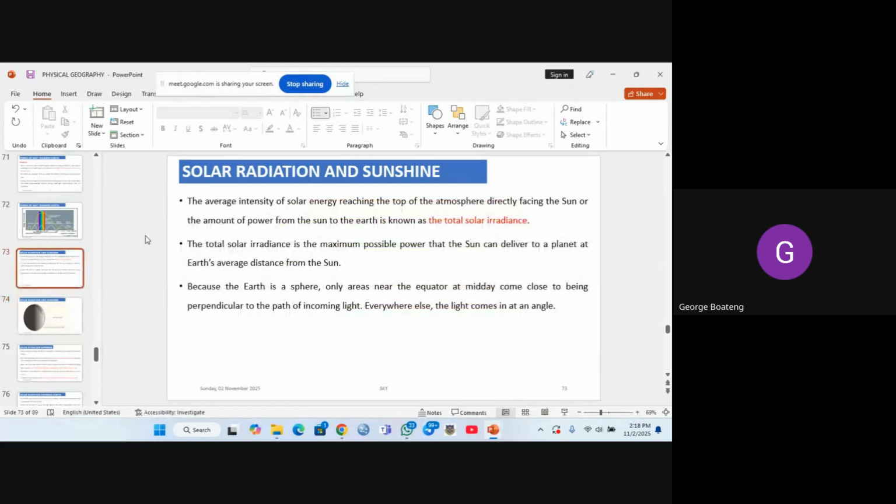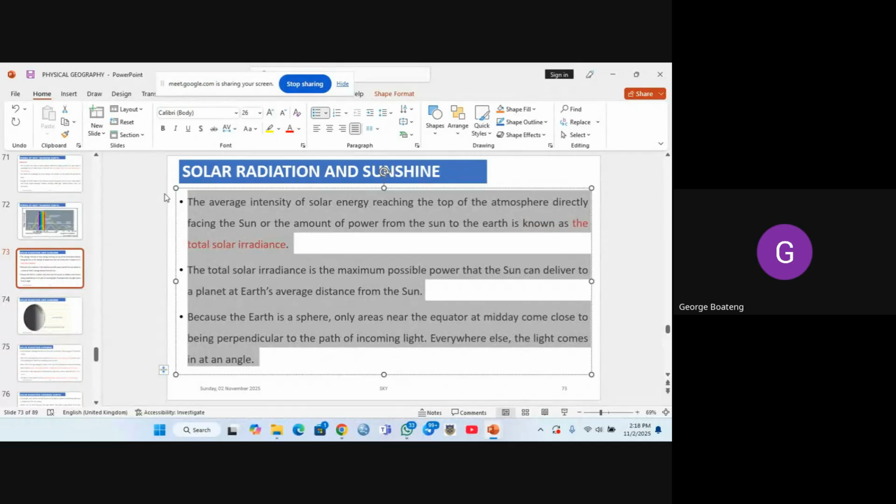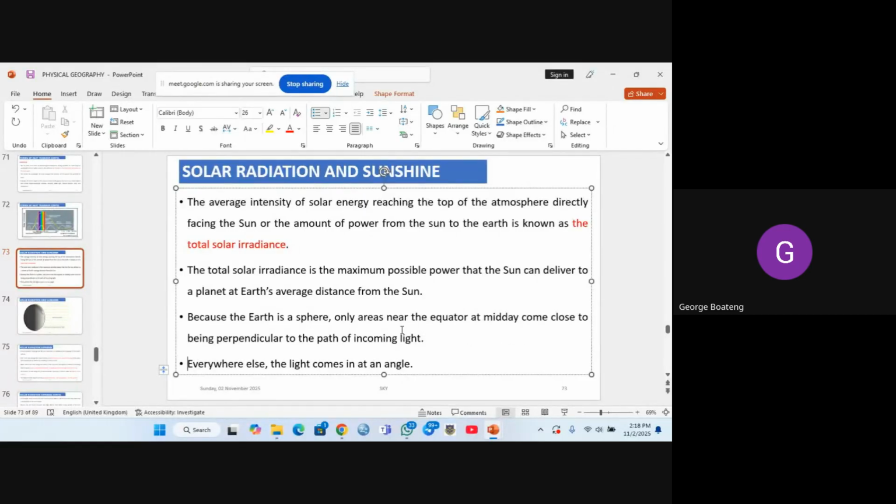But one interesting thing is that the sun that we see here on the Earth's surface, when it's coming to this Earth's surface, some of it is absorbed, some of it gets scattered, and some of it is able to get to the Earth's surface.